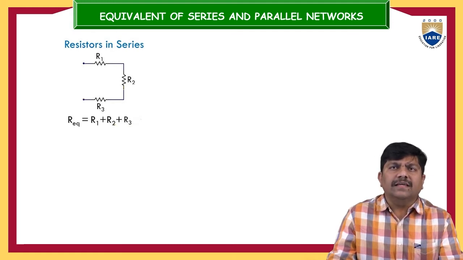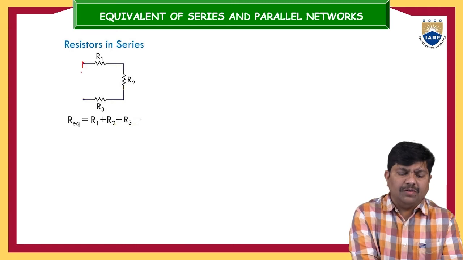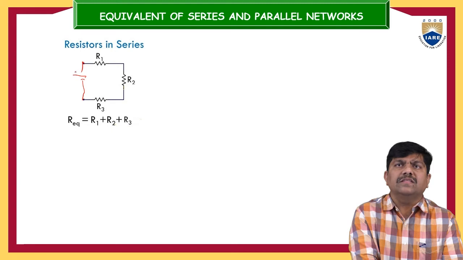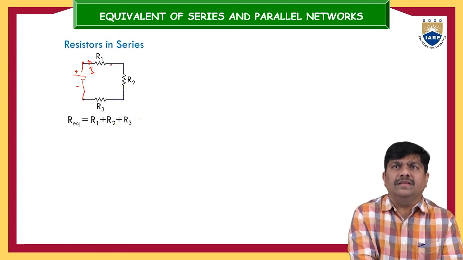Now, how I said these three resistors are connected in series means, if the voltage source is connected like this, let us assume a DC source, this is the plus and minus. Because of this voltage source, there will be a current I. Now this current I will flow through R1.